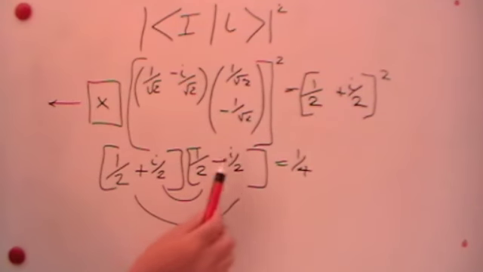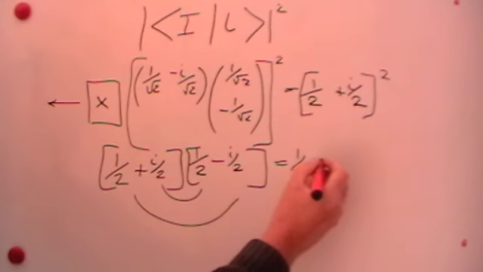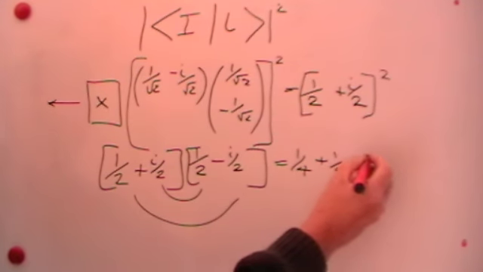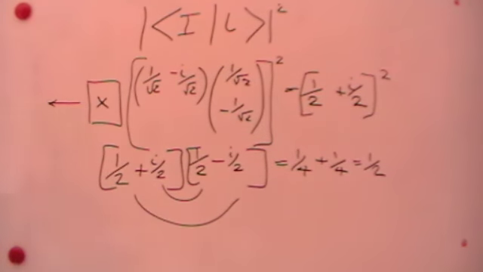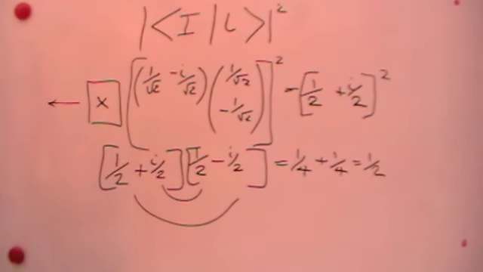And i over 2 times minus i over 2 is minus i squared over 2. Sorry, minus i squared over 4. But minus i squared is plus 1, because i squared is minus 1. So you've now got plus another quarter, and that gives a half. There's a 50% probability, and that's exactly what we would expect. If you prepare the electron in the state where it's pointing left, and you measure it along the in or out axis, you would expect that half of them would measure in and half of them would measure out.